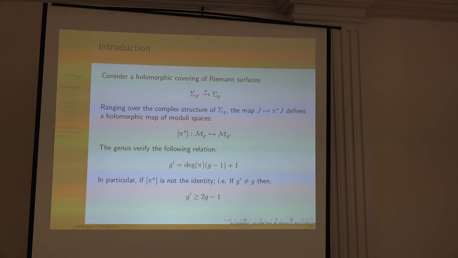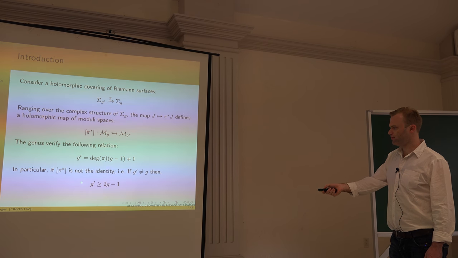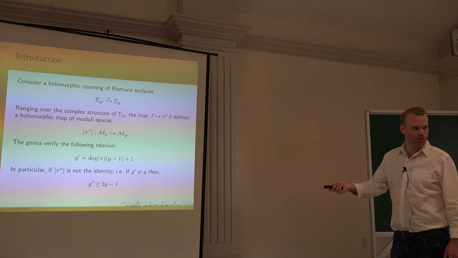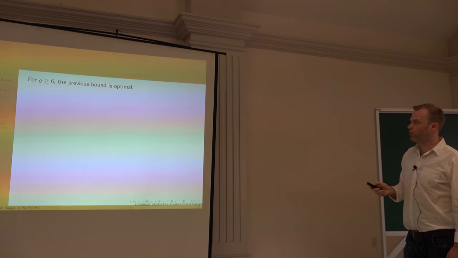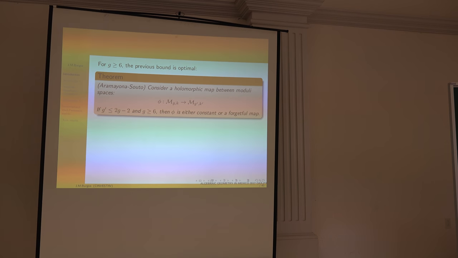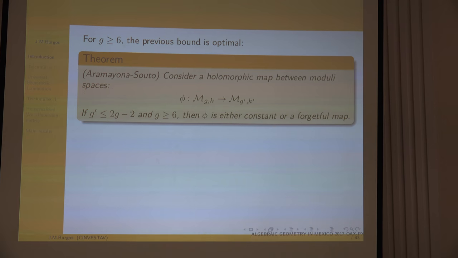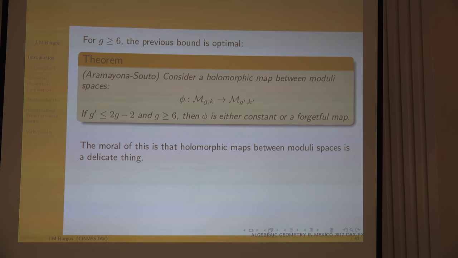And in particular, if the embedding of the moduli is not the identity, we have this relation here. What is really interesting is that this bound is optimal, optimal for genus G greater than or equal to 6. And it is the content of the Aramayona-Souto theorem. It's a very strong rigidity result. And the moral of this is that holomorphic maps between moduli spaces are a very delicate thing, because a priori you have enough room for embeddings, but it turns out by the theorem that there are none of them if the constraint is not verified.